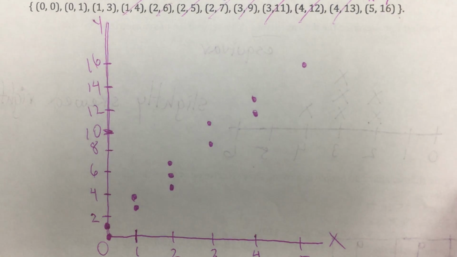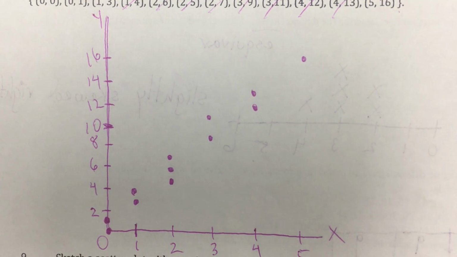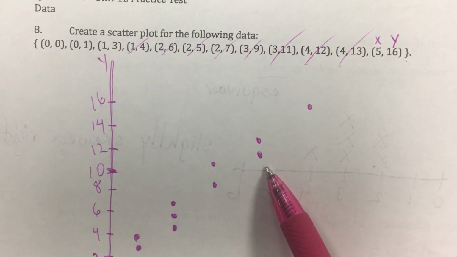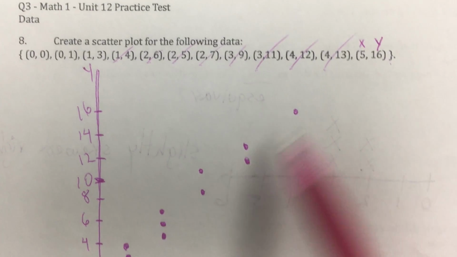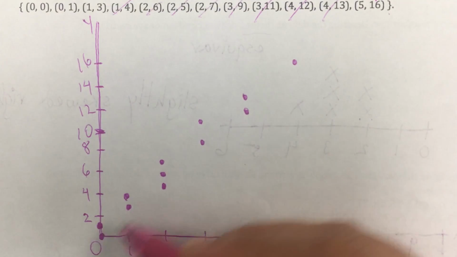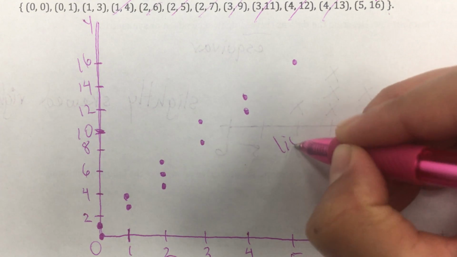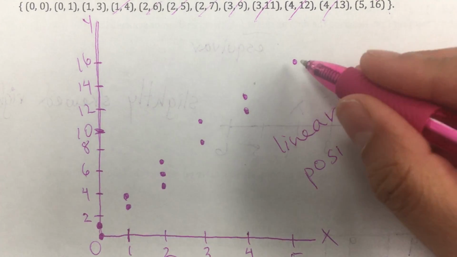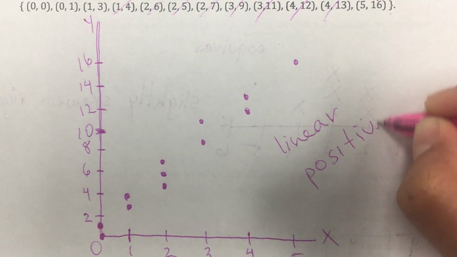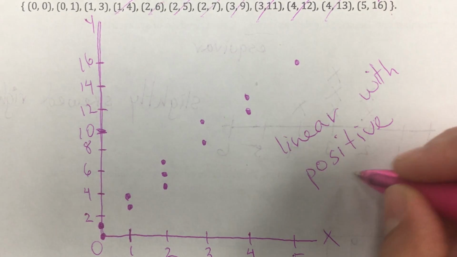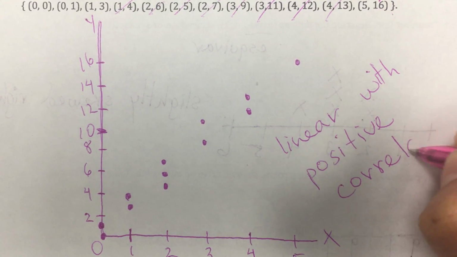Okay, so number 9 says, oh, and sometimes they ask you what kind of line or what kind of fit this is. You would just say it's a linear fit. So this is linear, and this is positive correlation because it's going up. Linear with positive correlation.